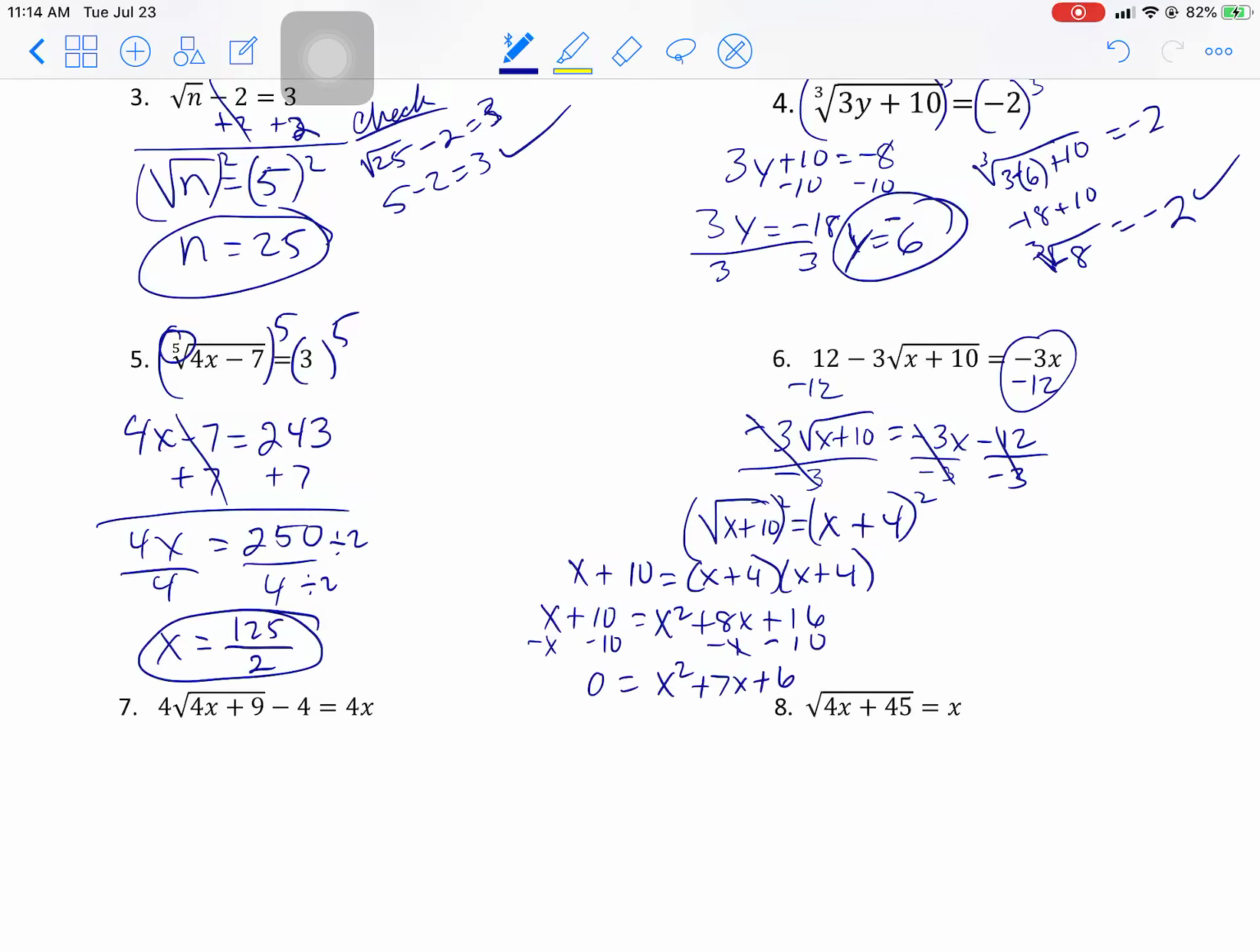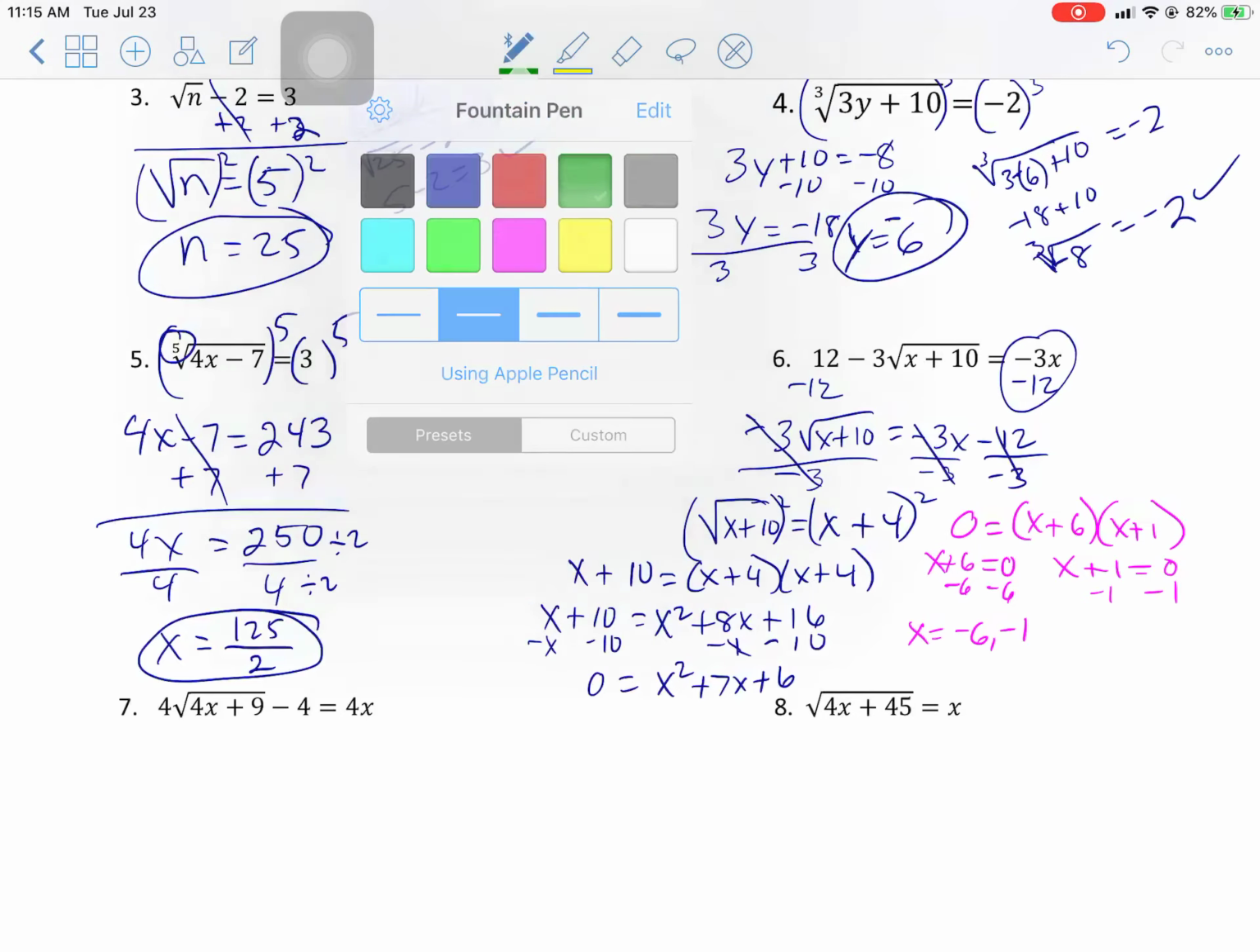And that's going to factor. So let's go back up here. All right. So according to the zero product rule, one of these is going to equal 0. So x is going to be -6 or -1. And since it was an even power, they both have to be checked.